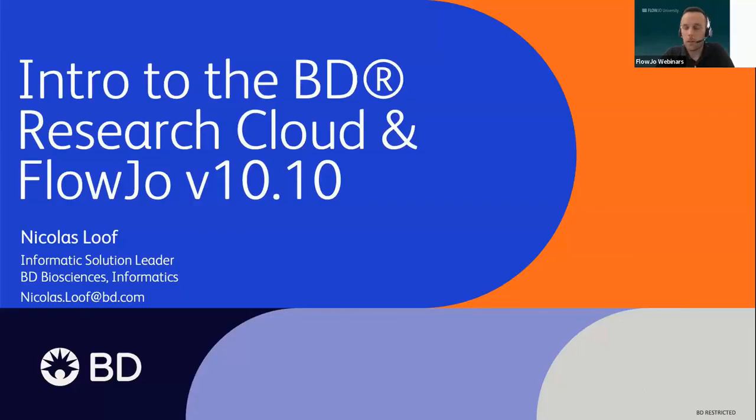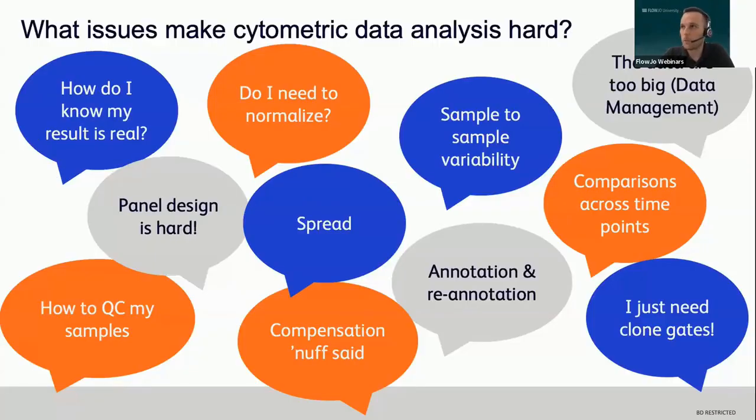So usually when I train on FlowJo, I get a lot of questions, and usually people say flow cytometry is hard, and doing the analysis sometimes even harder. Here's usually the question I get: how do I know if my result is real? Is one of the examples. Panel design is hard. To do the normalization, the spread, the compensation is a big issue, etc. And if you look, all the ones in gray, panel design is hard, annotation and re-annotation, and the data are too big, and usually it's because it's an issue in the data management. How do I manage my data? Where do I store it?